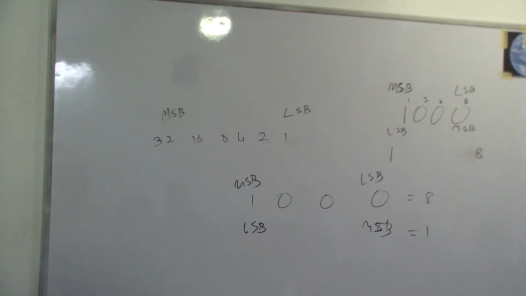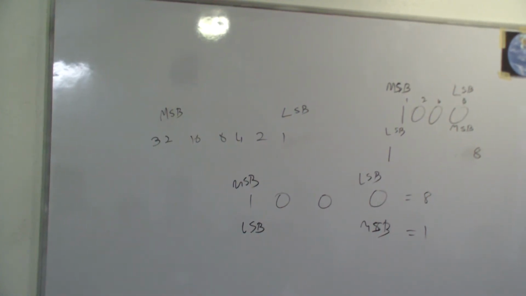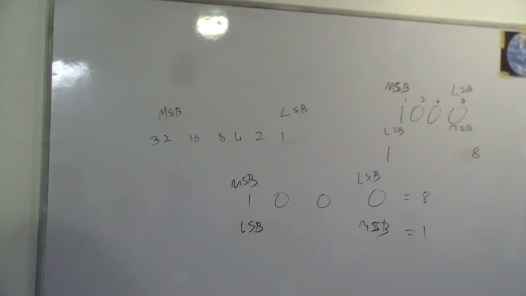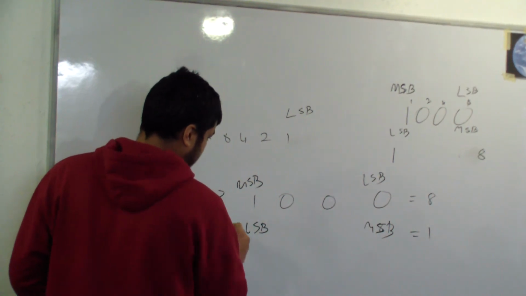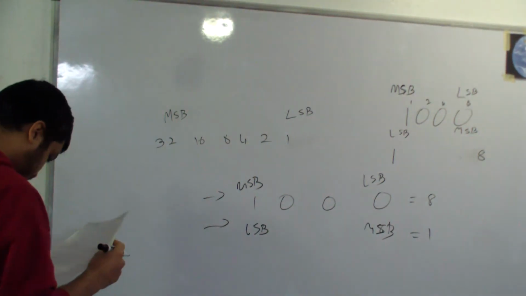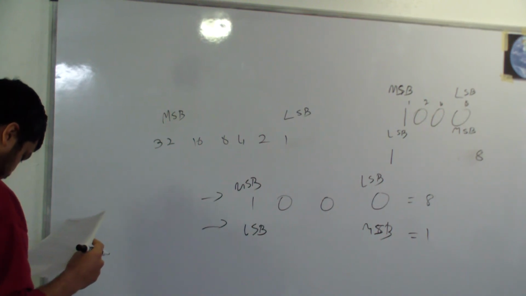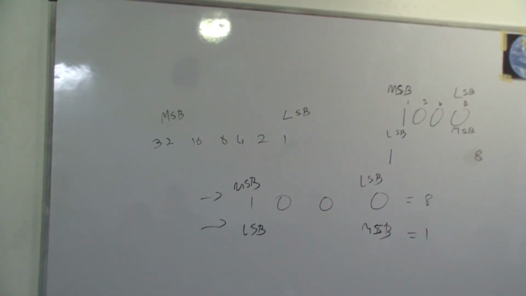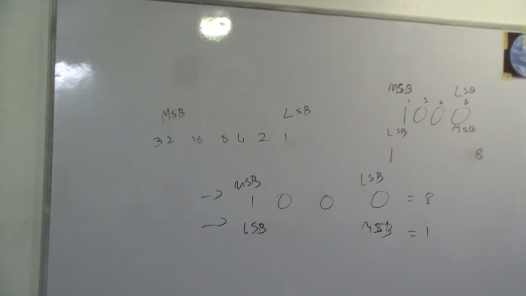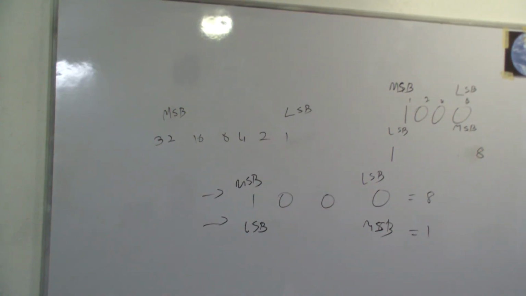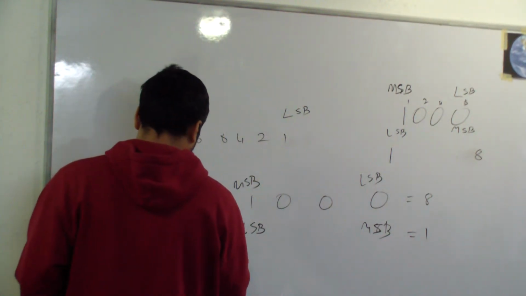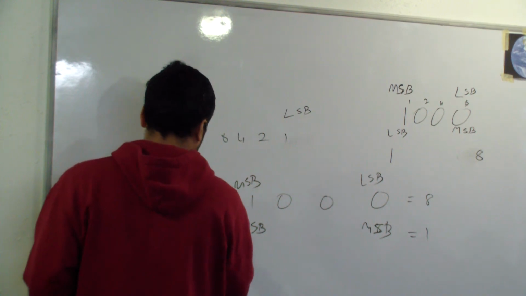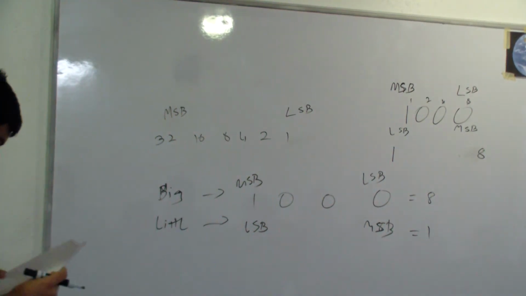So, do you know these notations? It's called big endian, little endian. Which one is big endian and which is little endian? Mostly compilers use this, this is called little endian, this is called big endian. But some compilers work the other way. Normally this is big endian.